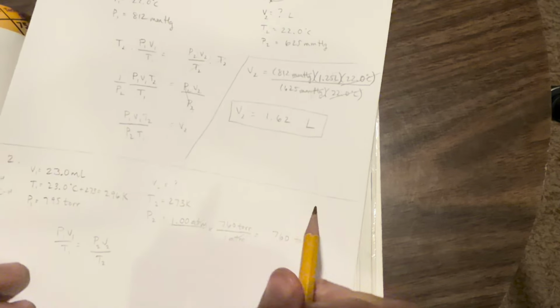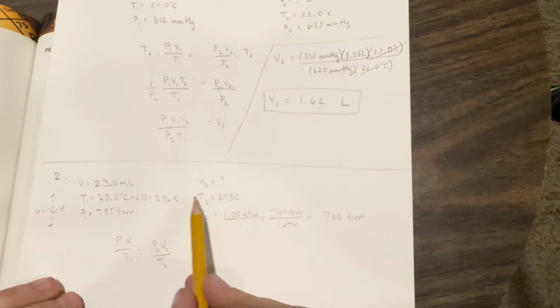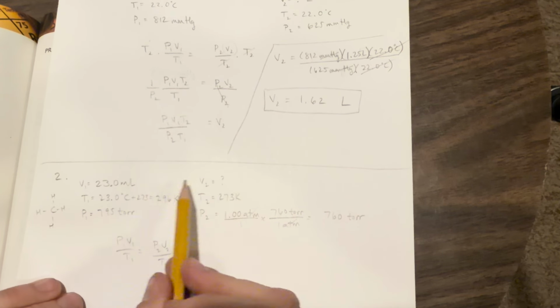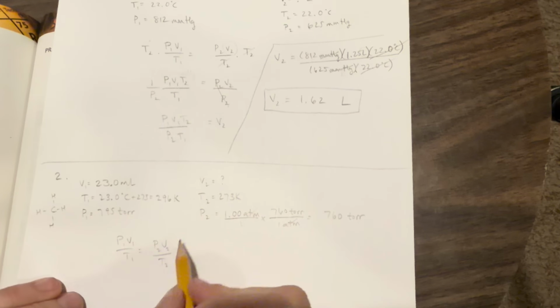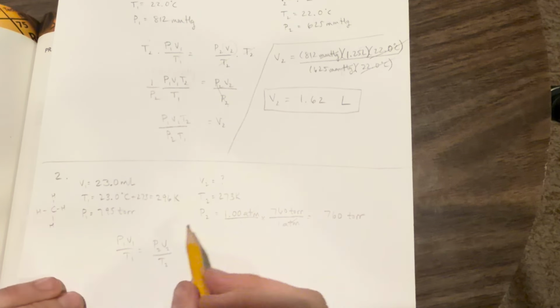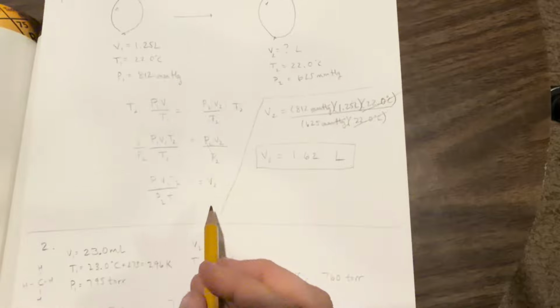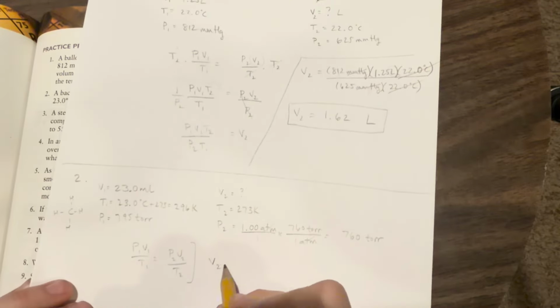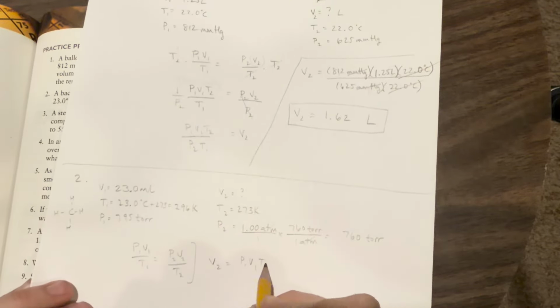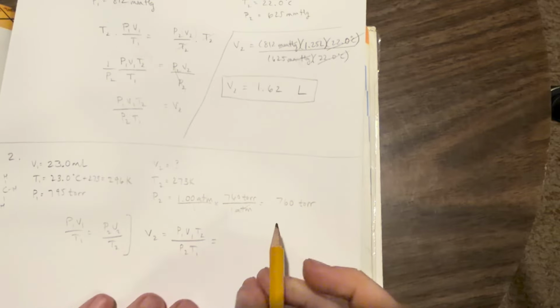Okay, and now we're looking for V2. Now we've got Kelvin, Kelvin, torr, torr, milliliters. Our answer is going to be in milliliters. Looking for V2, and we're just going to solve for it the same way as up there. V2 equals P1 V1 T2 over P2 T1. And now we can plug in all our numbers.